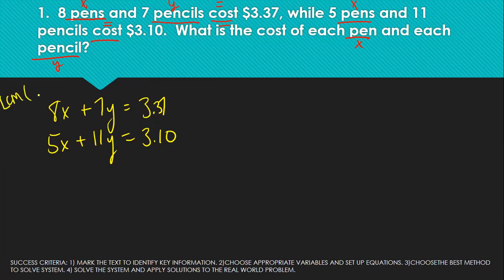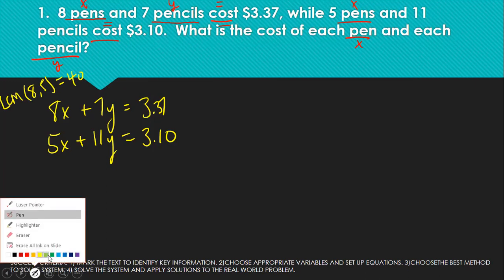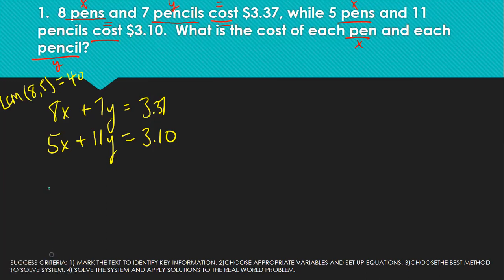So we're asking, what is the LCM? We're going to do 8 and 5. What is the LCM between 8 and 5? 40. So we're going to need to change this one to 40 and this one to 40. What do I need to do to change 8 into 40? Times 5. So everything in the top is going to be multiplied by 5. What do I need to do in the second equation? Perfect. Times -8. One has to be negative, otherwise will they eliminate? No.